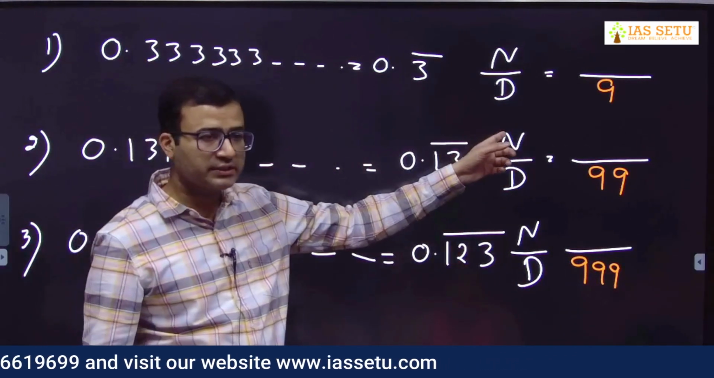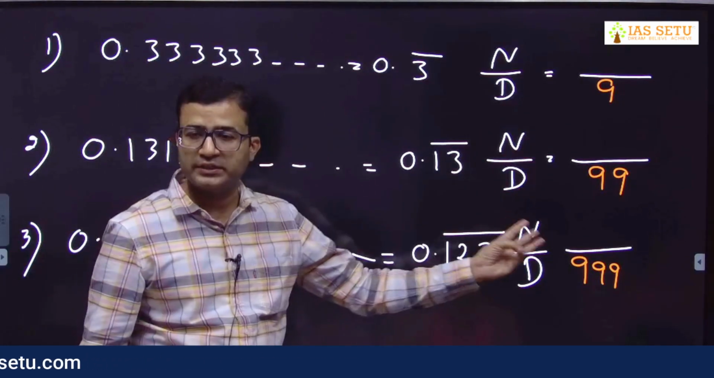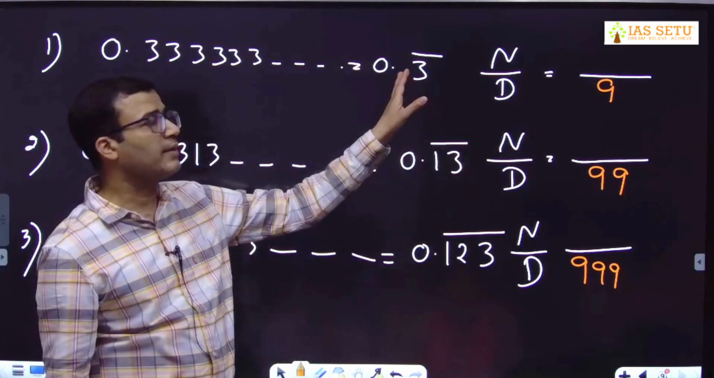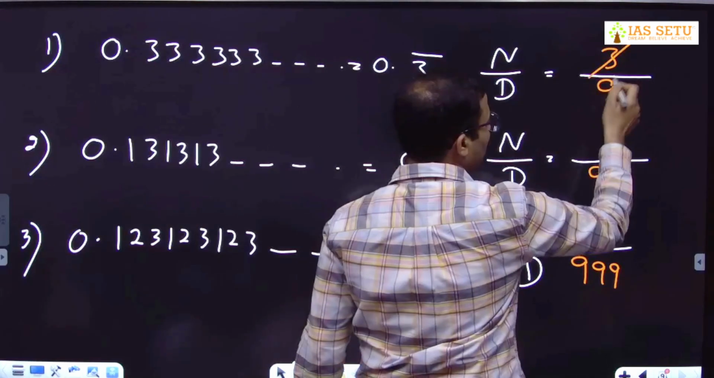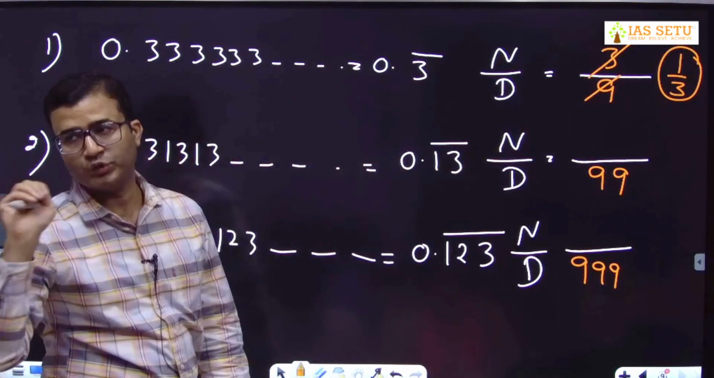See, we have 1 digit under the bar, one 9. We have 2 digits under the bar, two 9s. We have 3 digits under the bar, three 9s. Since these are very easy questions, the numerator is the number as it is. What is your number? 3. So it is 3 by 9, 1 by 3. You get the same answer, and that is only in 2 seconds.